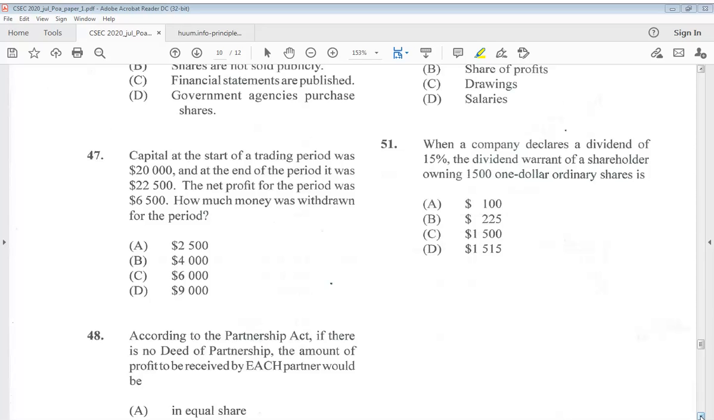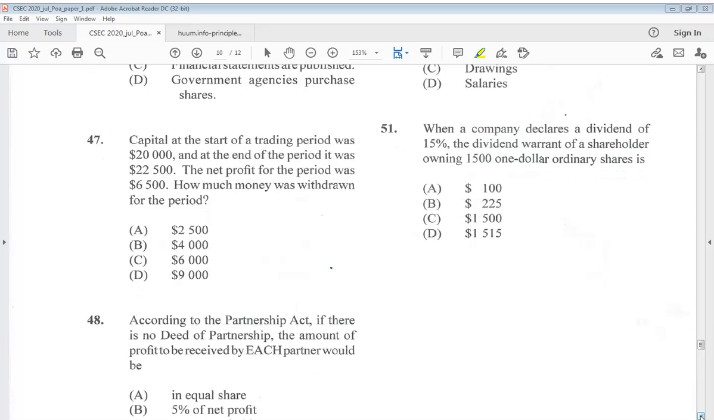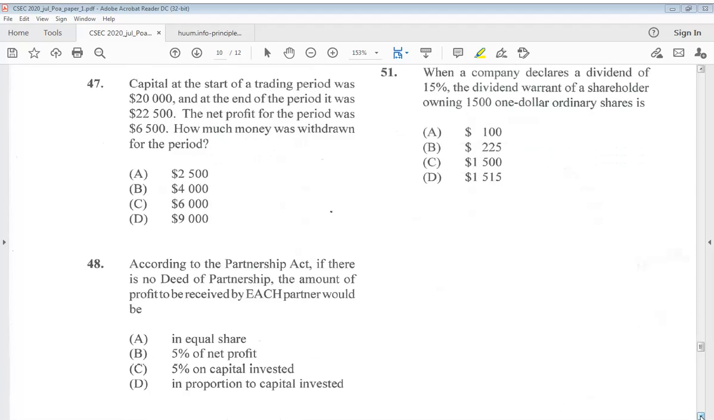48 says, according to the Partnership Act, if there is no deed of partnership, the amount of profit to be received by each partner would be A, in equal share, B, 5% of net profit, C, 5% of capital invested, or D, in proportion to capital invested. We know the answer is A, in equal share. Let's go to 49.